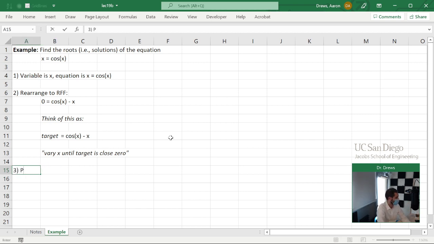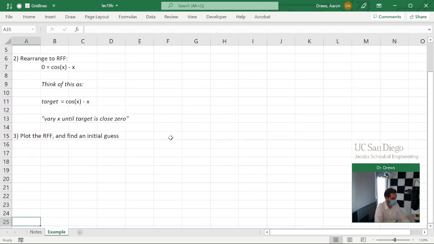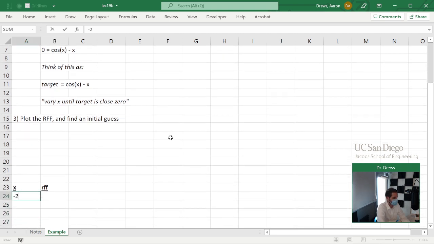Our third step, plot the root finding function and find an initial guess. So I'm going to give myself a little bit of space because we're going to have another one here. And we'll just plot this down here. So we'll have an x value and a value of the root finding function. I'm going to go from about -2 to 2. So I'll say -2, and then we'll just take that value and add like 0.01 to it. Actually, we'll add 0.1 to it.